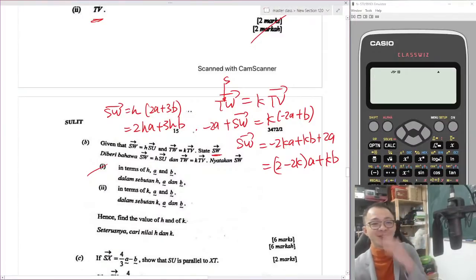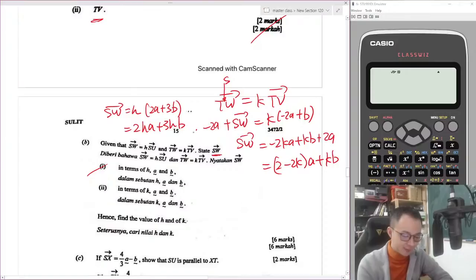Okay, so yeah, we've done both already. Then they ask us to find H and K. Yeah, this is the reason why. So this is SW, this is SW. I will just join them together.